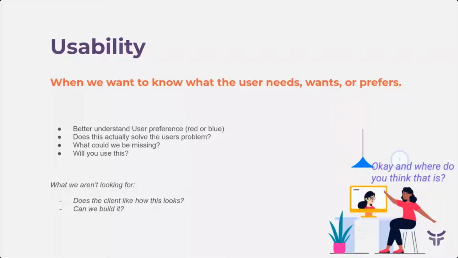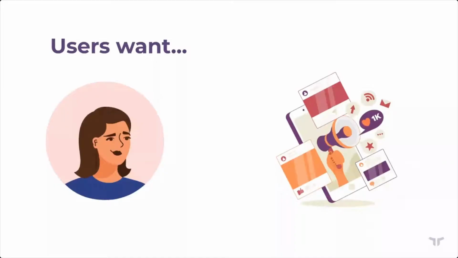Do they want red or blue? Is this actually going to solve the user's problem? Are we missing anything? Will they actually use this? What we're not looking for is, does the client like this? Or can we actually build it? If you have developers in the room when you're making these prototypes, you're probably going to account for feasibility. If you have a stakeholder, product owner, somebody in the room, you're probably going to account for some business viability while you're making these anyways. So I'm not saying completely ignore them, but that's not the type of feedback that we're looking for.